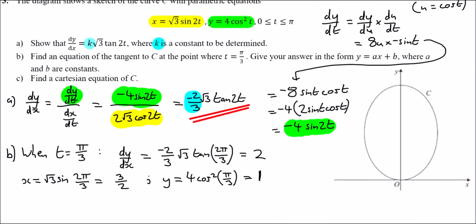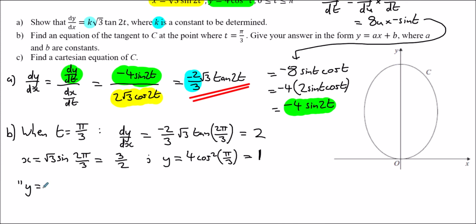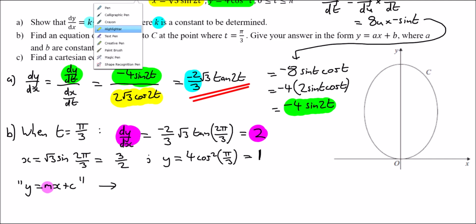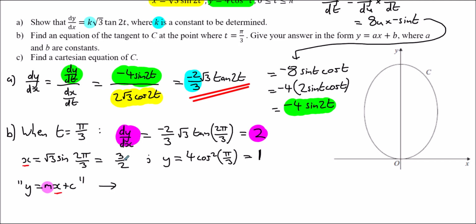And so then if we use good old y equals mx plus c, summing in what we have, we've worked out the gradient of the tangent is 2, because we know dy by dx is 2, so our m is 2. And we also know a point now. We know that when t is pi over 3, the coordinate of x is 3 over 2, and the coordinate of y is 1. So we can use this in terms of substituting in. So x is 3 over 2, and y is going to be 1.